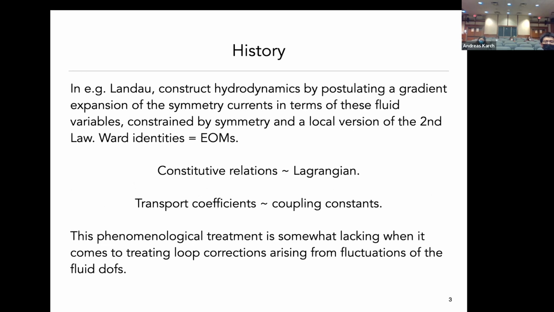We heard a little bit about how, in Landau's approach for instance, you would go about constructing hydrodynamics, where you have some degrees of freedom, you take your symmetry currents, and you postulate some expression for the currents in terms of an expansion in those variables. That procedure is analogous to what one does in Wilsonian effective field theory. It is a little bit different. Instead of a Lagrangian expressed in terms of a gradient expansion of the degrees of freedom, you have constitutive relations.